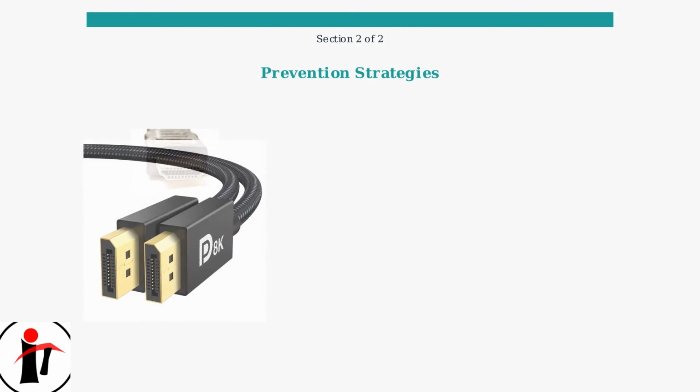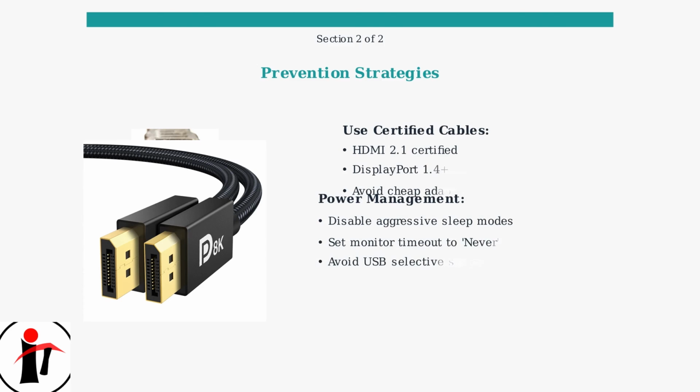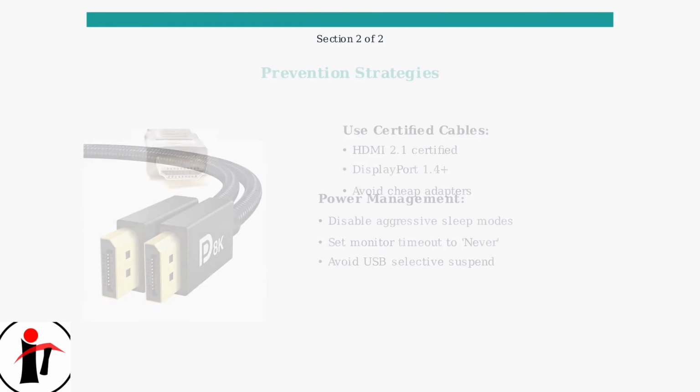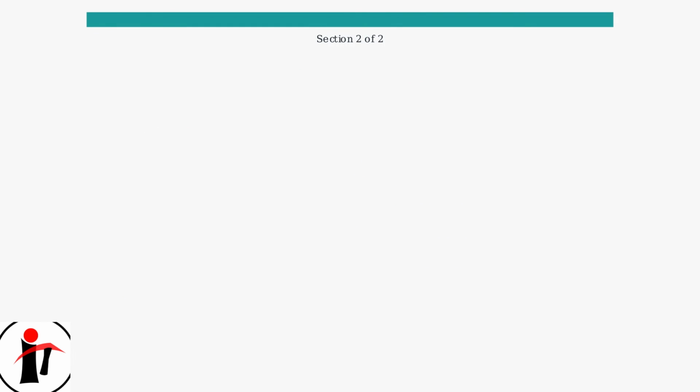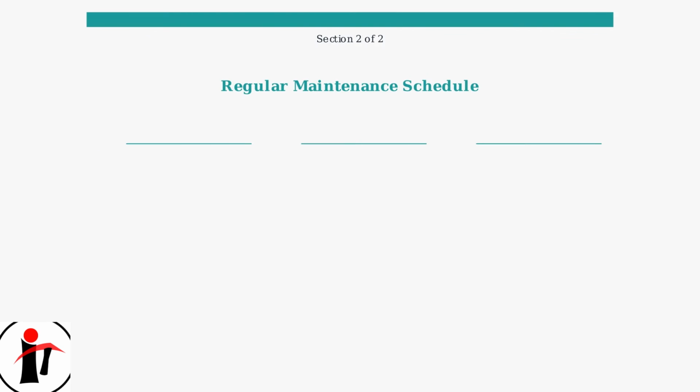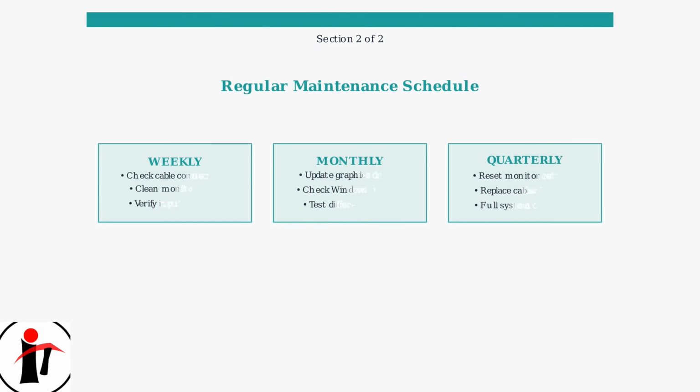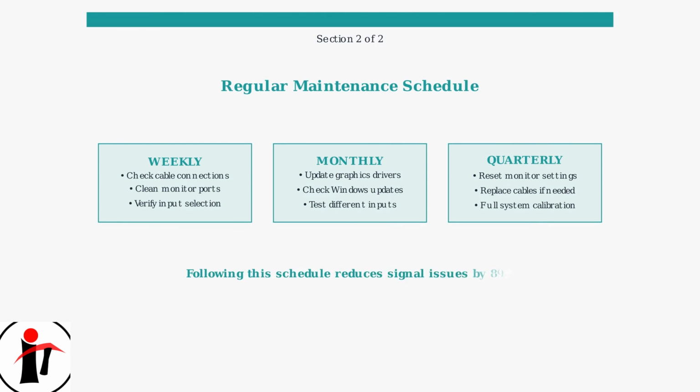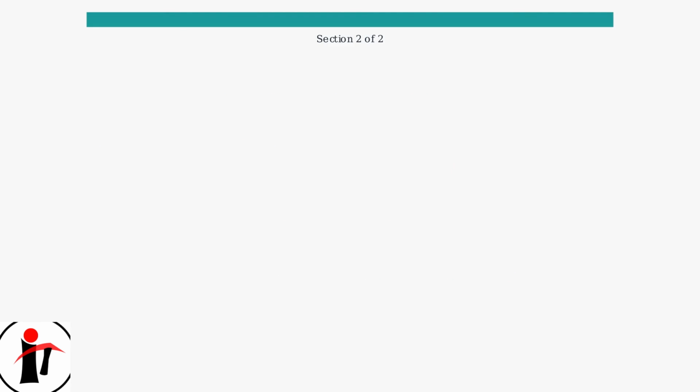Prevention is key to avoiding future signal issues. Use certified high-quality cables and configure proper power management settings. Finally, establish a regular maintenance schedule. Check connections weekly, update drivers monthly, and reset monitor settings quarterly to prevent issues before they occur.